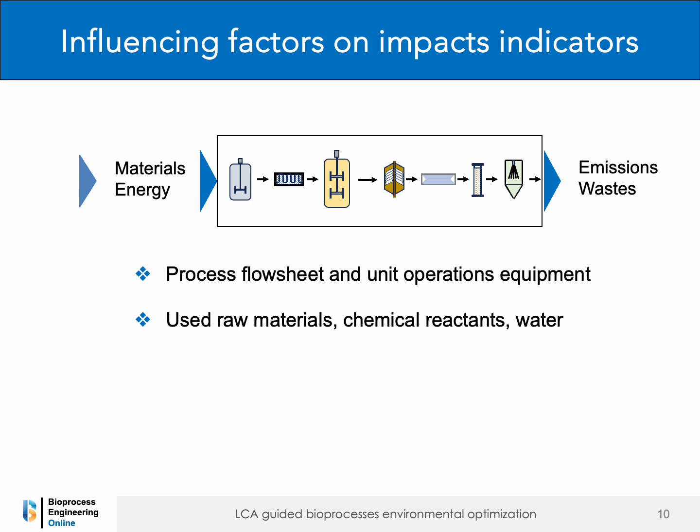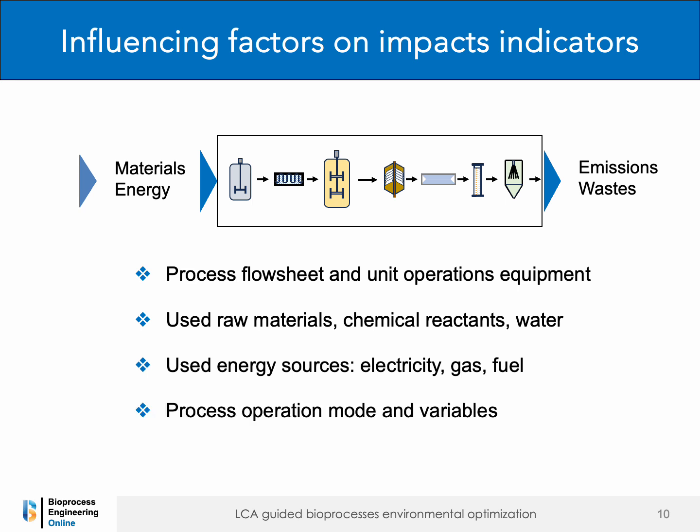2. Raw materials and chemicals. The choice and sourcing of raw materials and chemical reactants play a crucial role in determining environmental impacts. Additionally, the amount and quality of water used in the process contribute to overall environmental performance. 3. Energy sources. The selection and utilization of energy sources, such as electricity, gas, or fuel, have a direct bearing on environmental sustainability. Opting for renewable or low-emission energy sources can mitigate environmental burdens.